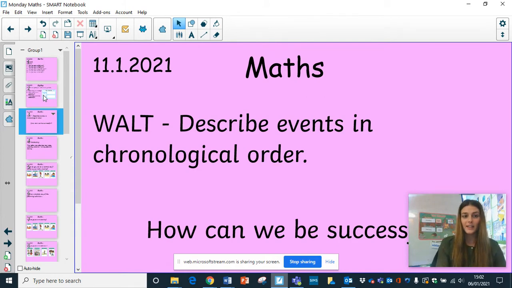The main learning today and what we are learning to do is describe events in chronological order. So how can we be successful with this? First of all, I want you to think about your daily routines and those daily things that you do. And all you're going to do is put those things into order of time. So what you do first, what you do next, last, whether it's in the morning, the afternoon, or the evening.